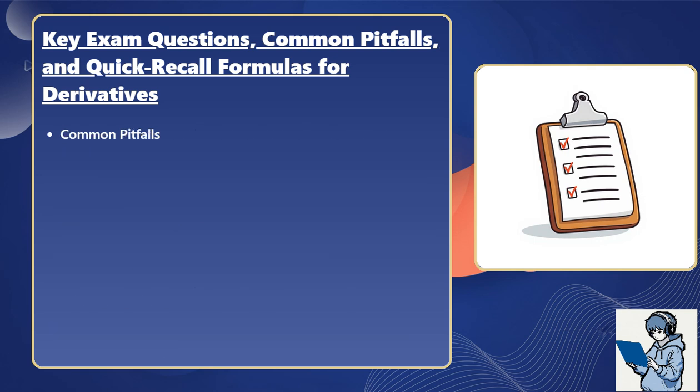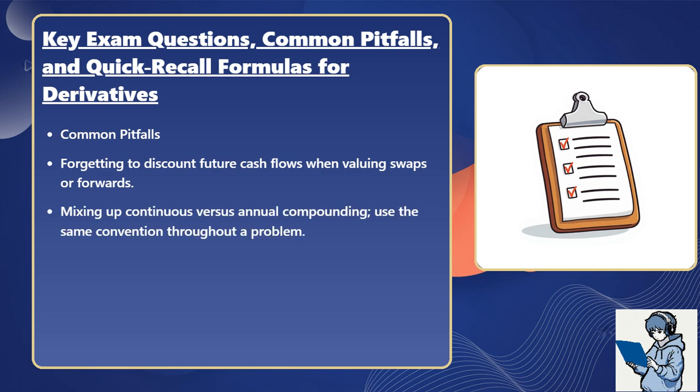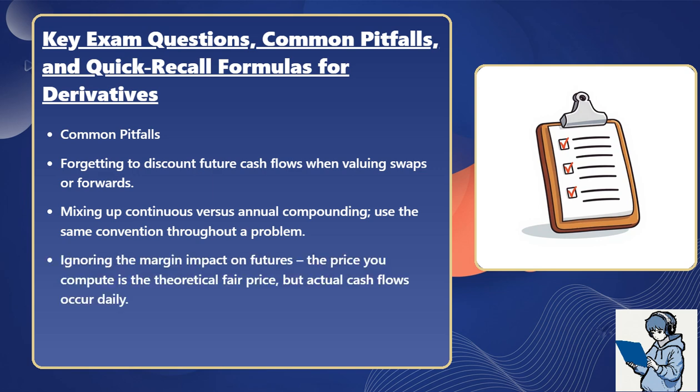Common pitfalls. Forgetting to discount future cash flows when valuing swaps or forwards. Mixing up continuous versus annual compounding. Use the same convention throughout a problem. Ignoring the margin impact on futures. The price you compute is the theoretical fair price, but actual cash flows occur daily.